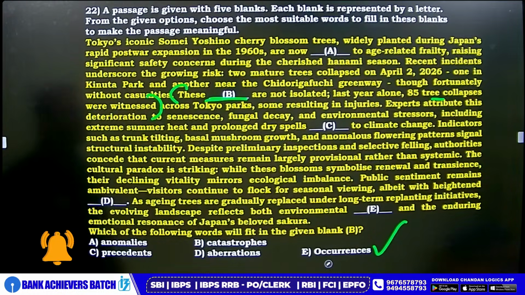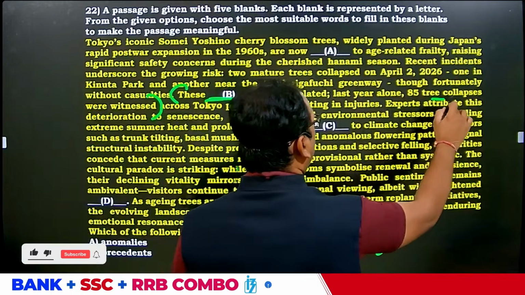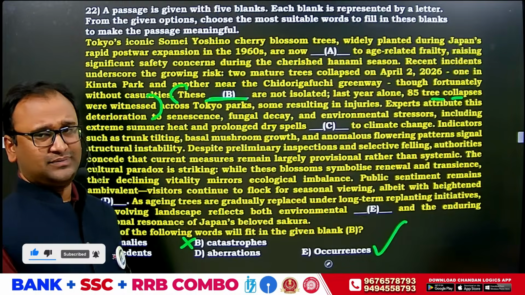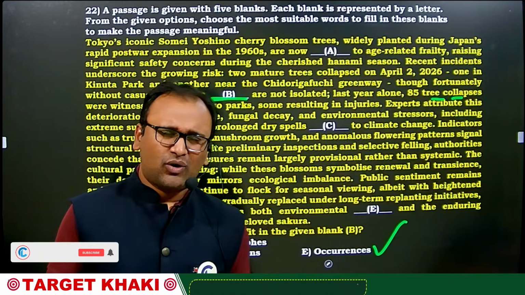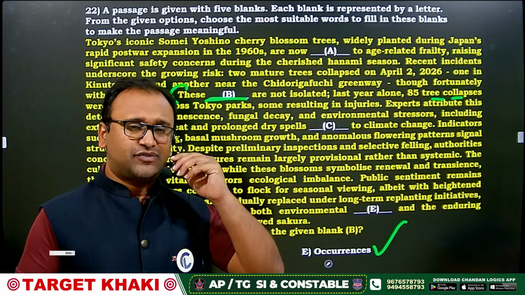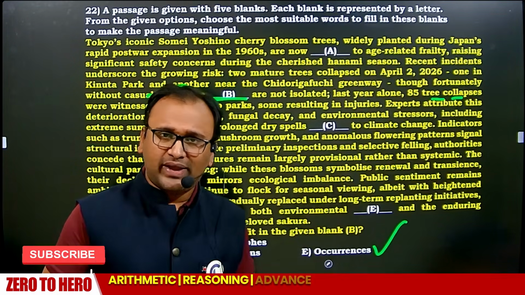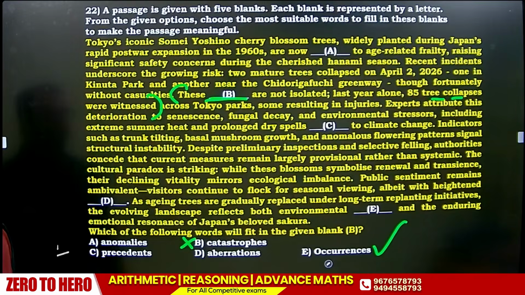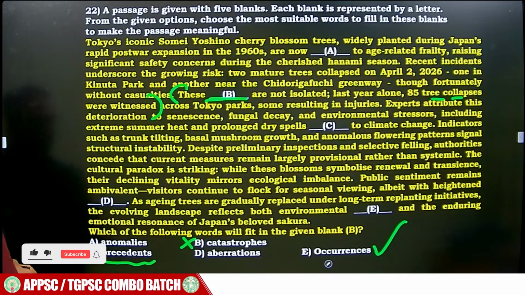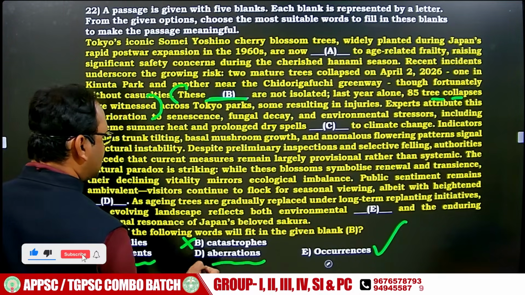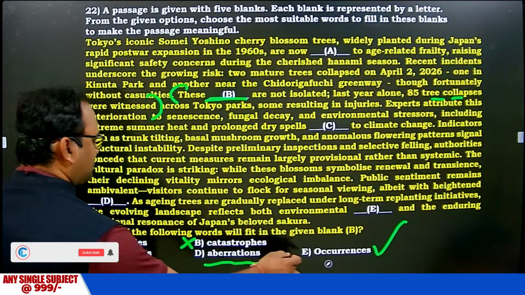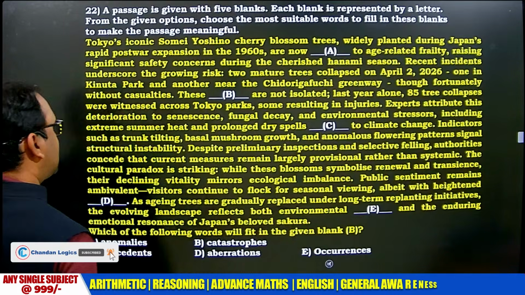Now some of you will ask me a question. Sir, tree collapses, no? Why don't we use catastrophe? Actually, catastrophe is a very big word. If a tree collapses, catastrophe is not needed. We use the word catastrophe for some kind of earthquake or tsunami. When trees collapse, it cannot be called catastrophe, right? Precedent means previous examples. Aberrations, diversions, deviations, anomalies, variations. So occurrences is the right word.